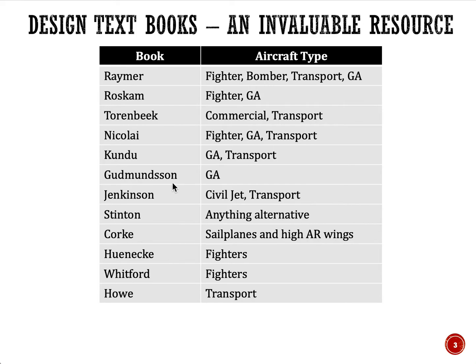So depending on what type of aircraft you're designing, you can choose a textbook to go with and refer to. Right. Again, you can say Raymer: fighter, bomber, transport. Roskam is fighter and general aviation. Torenbeek is good for commercial and transport. Nicolai is fighter, general aviation and transport. Kundu is general aviation and transport. Gudmundsson is purely general aviation. Jenkinson, civil jet transport. Stinton, anything alternative. If you're designing some alternative designs like Burt Rutan designs, any unusual designs for an aircraft, Stinton is a good book to refer to. Corke, again, is good for any sailplanes and high aspect ratio wings. It's a good reference for that. Hahnke is for fighters, and Whitford is for fighters, and Howe is for transport.